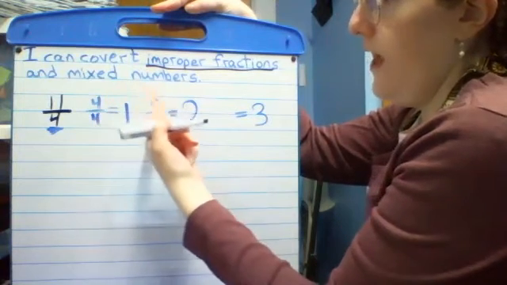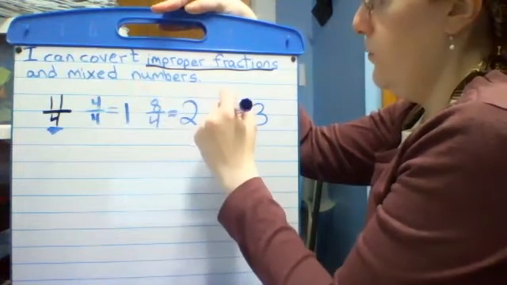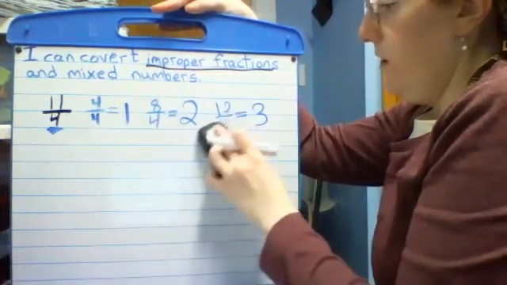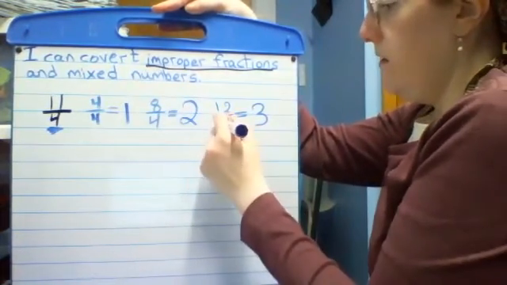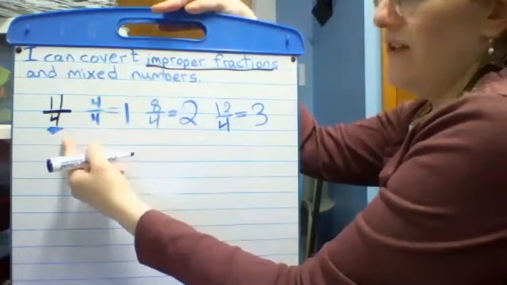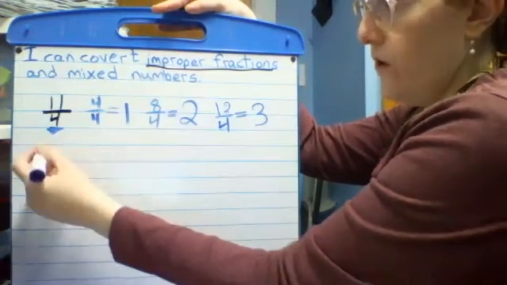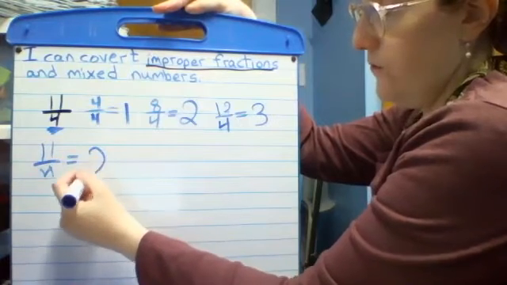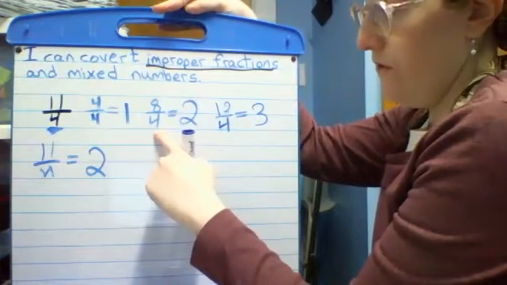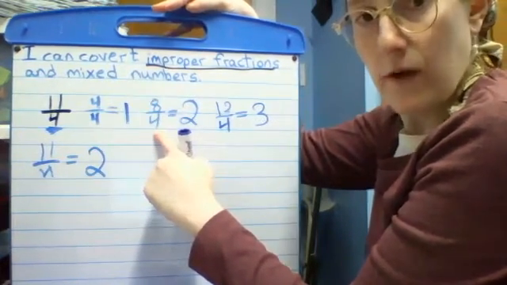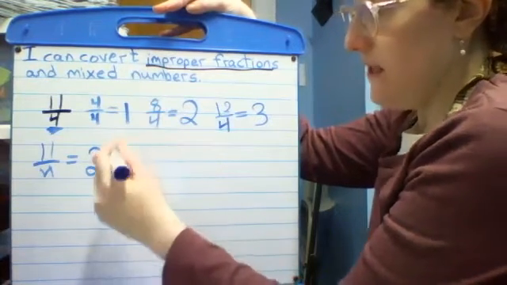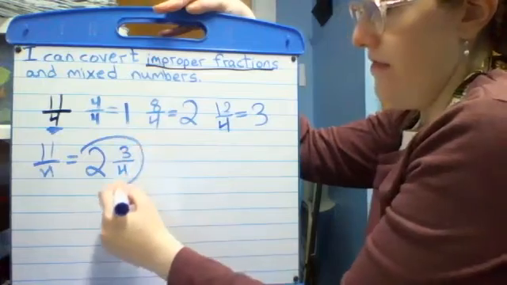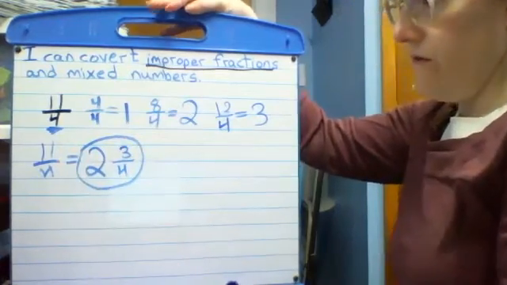4 makes 1 whole, 8 makes 2 wholes, 12 fourths would be 3 wholes. I only have 11 fourths. So 11 fourths means I have 2 wholes, because that would be 8 fourths. And how much more than 8 do I have? 11 minus 8 means 3. I have 2 and 3 fourths.